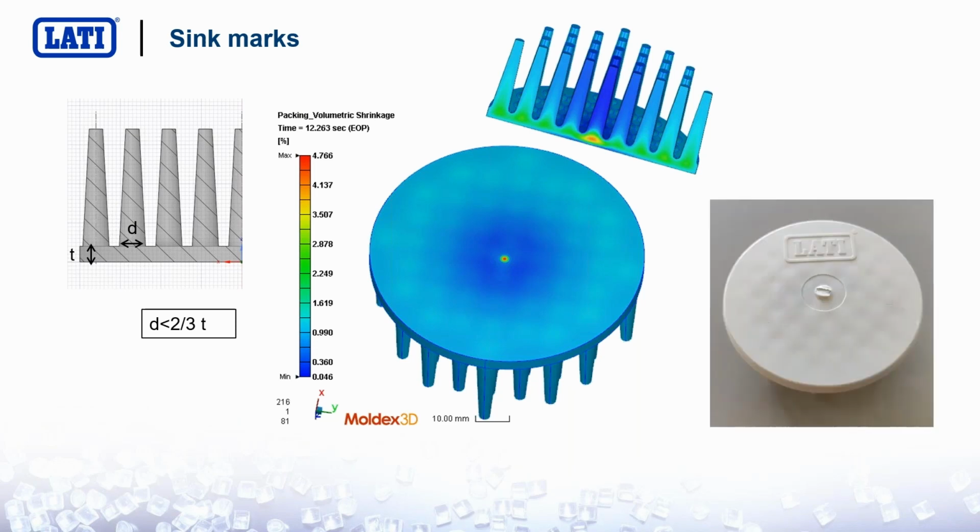So here we see the simulation in the center and the picture of the component after molding on the right. You see that sink marks are really visible, and this will cause the real contact area to be lower than the expected contact area.